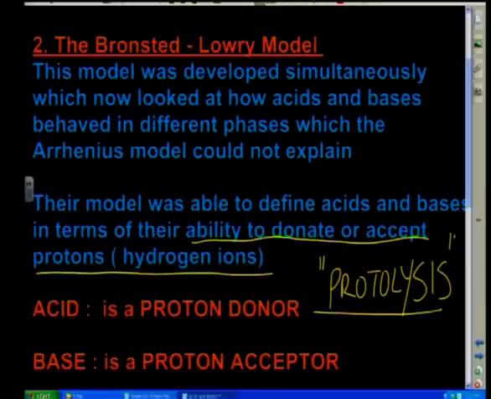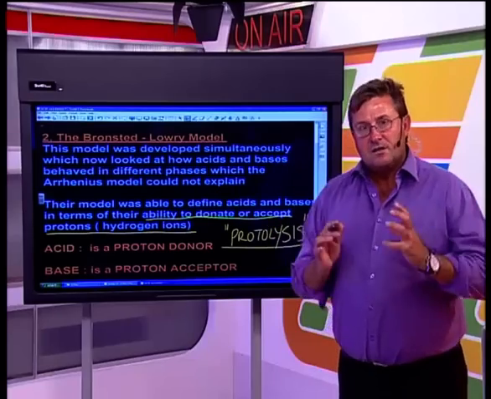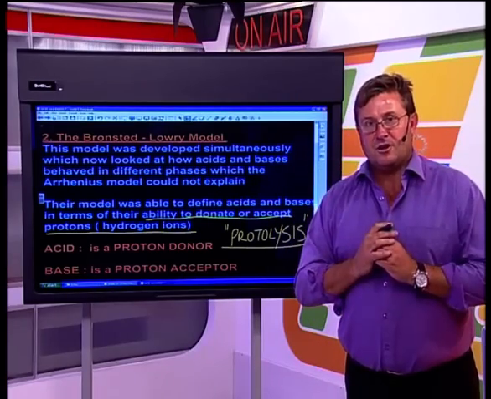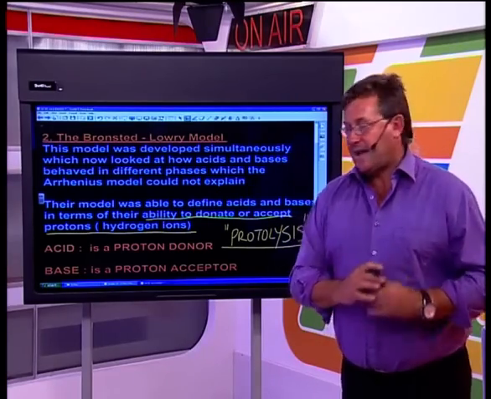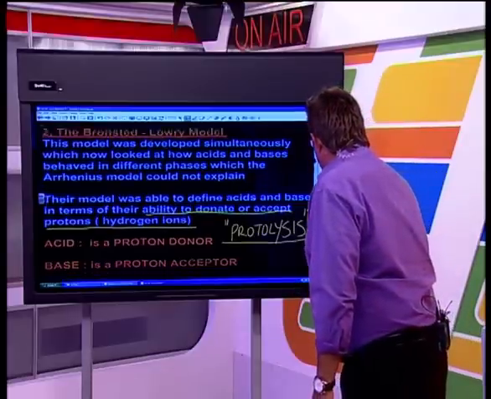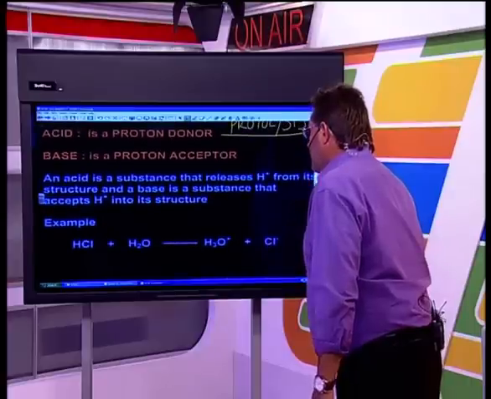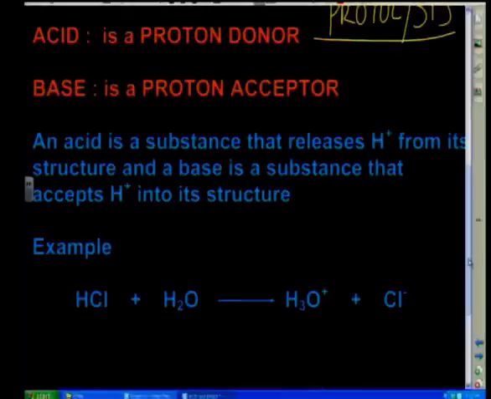Protolysis. Okay, and there's a word that is important for you guys to get down. Protolysis simply means the transfer of protons. And that's what we're going to be having a look at in this model. So, what we're going to do now is have a look and see how this works. An acid is a substance that releases hydrogen ions from its structure, and a base is a substance that accepts hydrogen ions into its structure. So, let's have a look at a very familiar example.